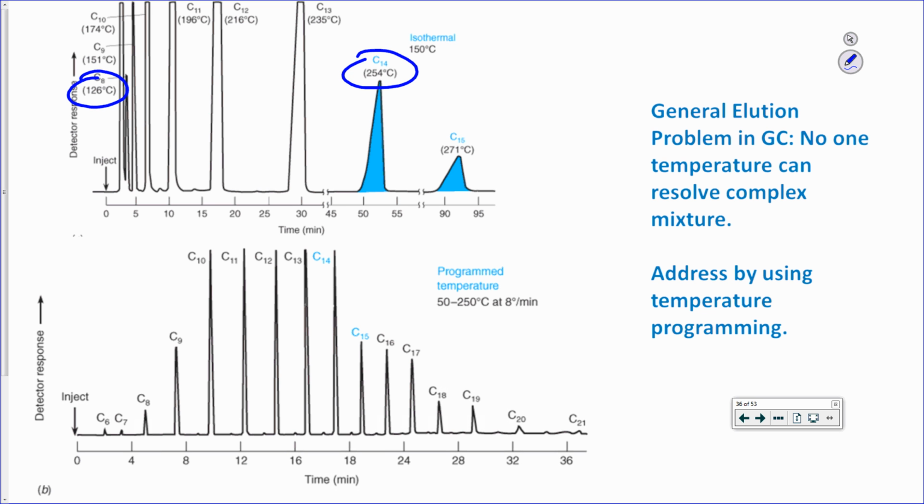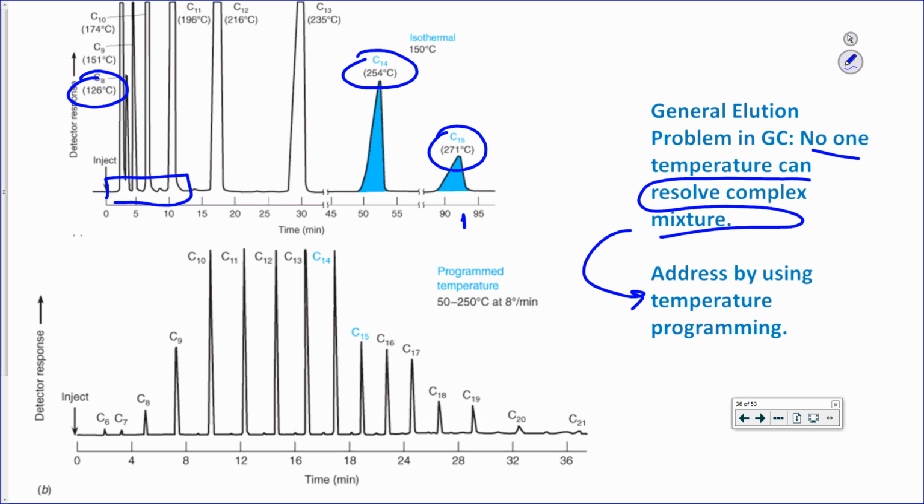And what I see is that all these components that elute up front come off pretty well. There's a couple here that are almost co-eluting, but as soon as I get past C15, I'm an hour and a half into the run. I can't get things off. So what we do in GC if there's no one temperature that can resolve the complete mixture, we do temperature programming.